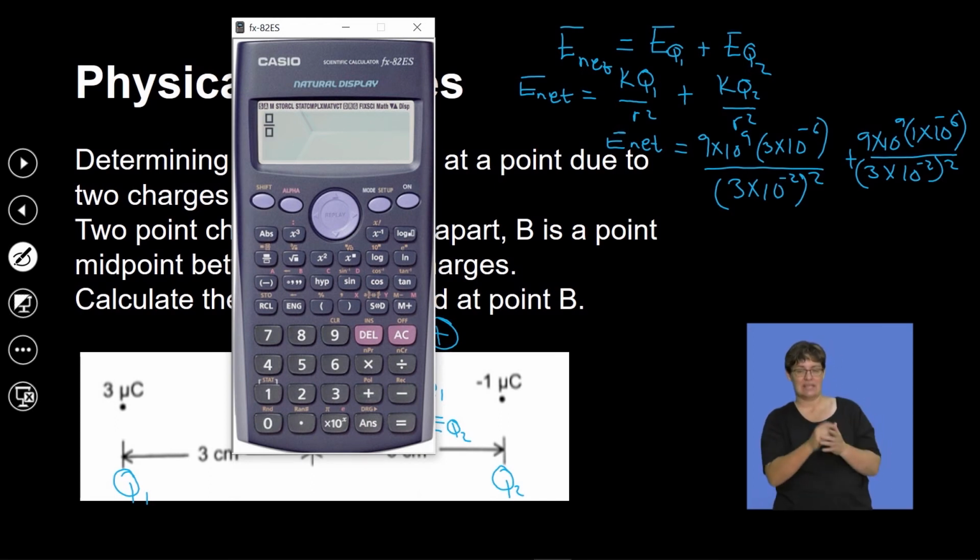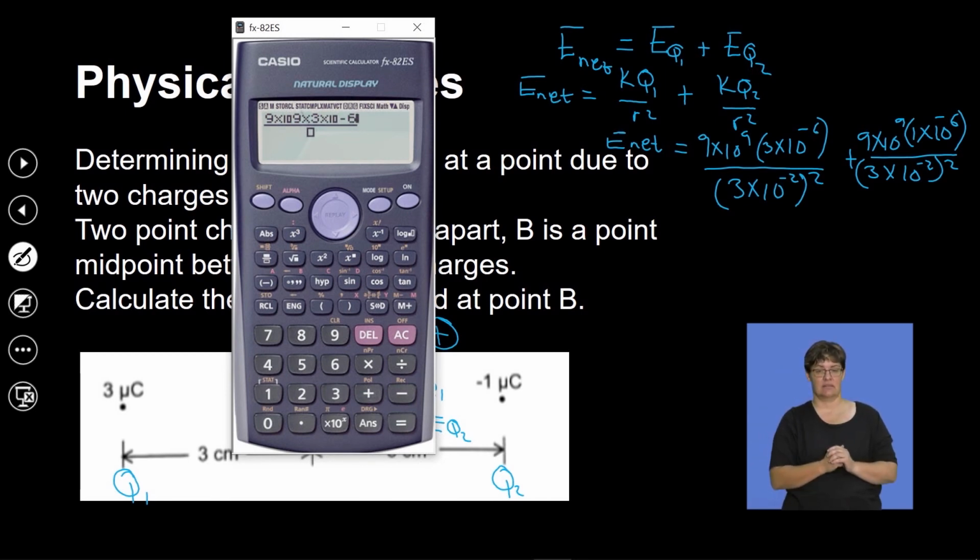Let's calculate the first E due to Q1, which is 9 times 10 exponent 9, multiplied by 3 times 10 exponent negative 6, divided by 3 times 10 exponent negative 2. Maybe we need to square that, right? Let's put it in an open bracket, 3 times 10 exponent negative 2, and then we square that. So what you see there in what we have punched into the calculator would give us the value of E due to Q1.